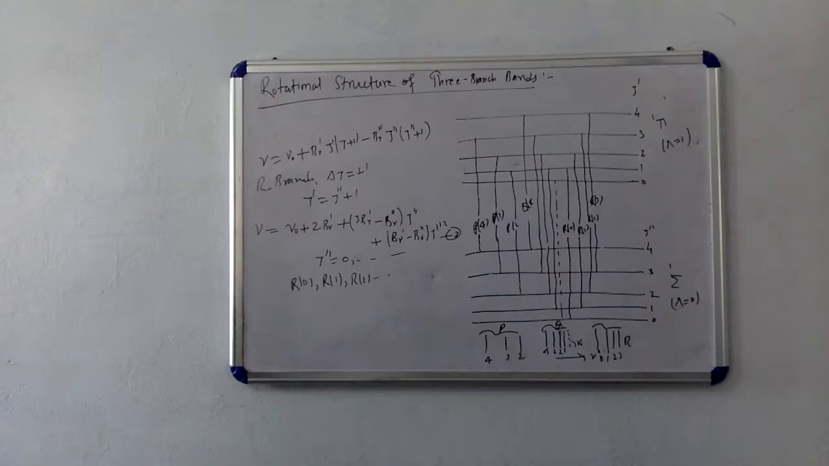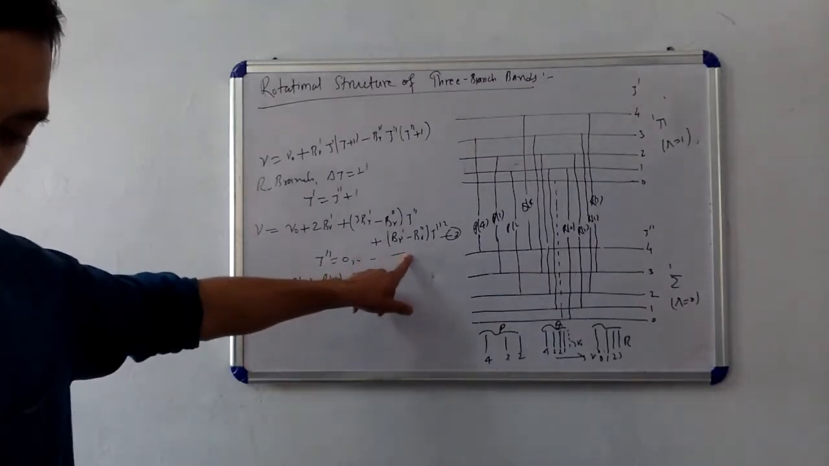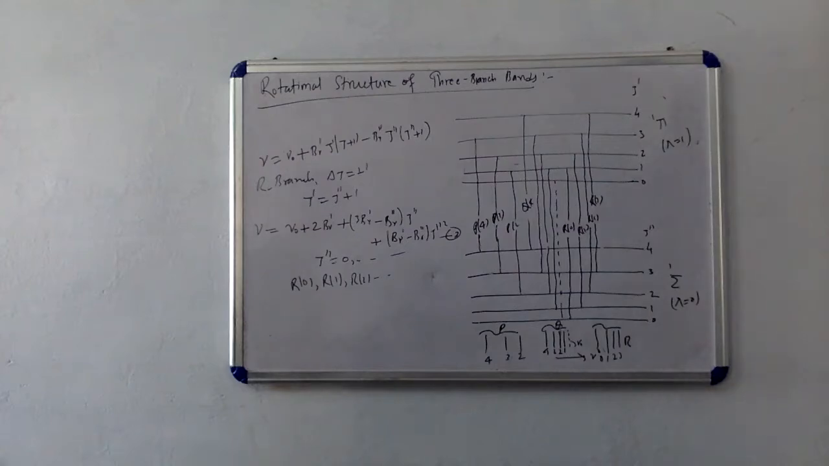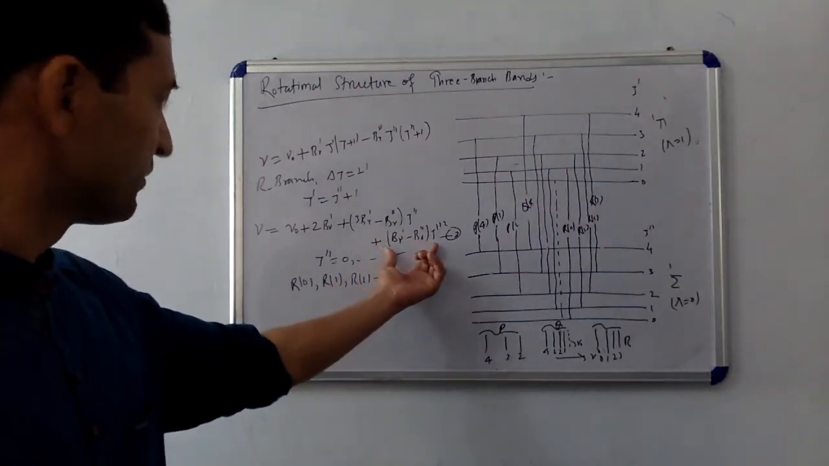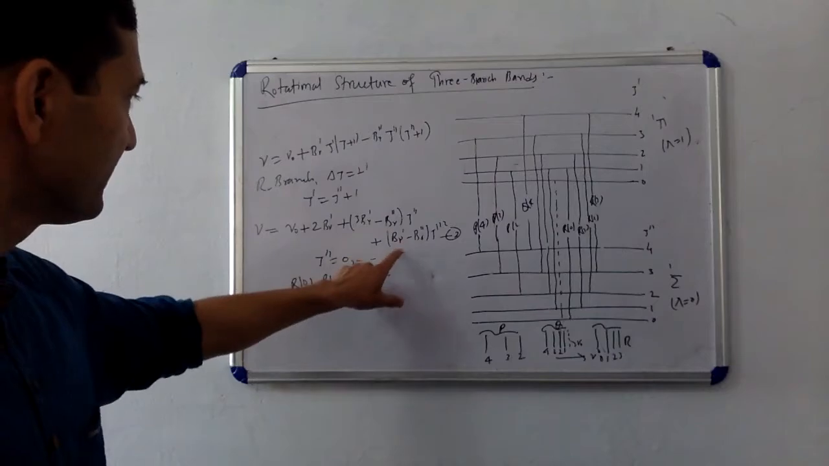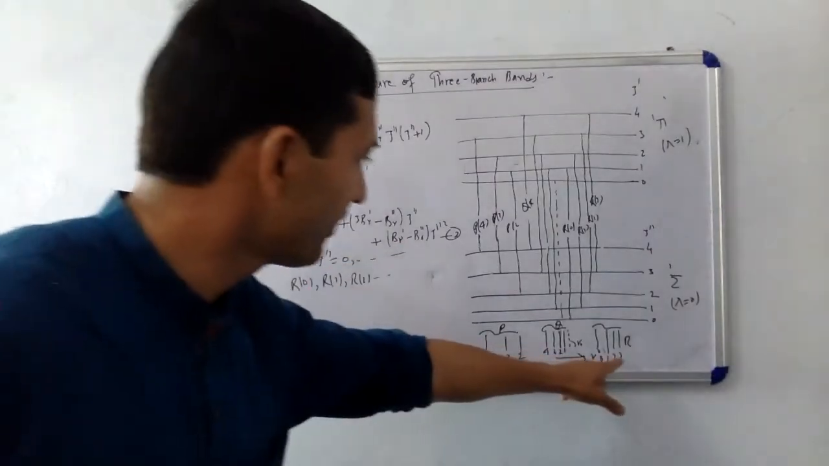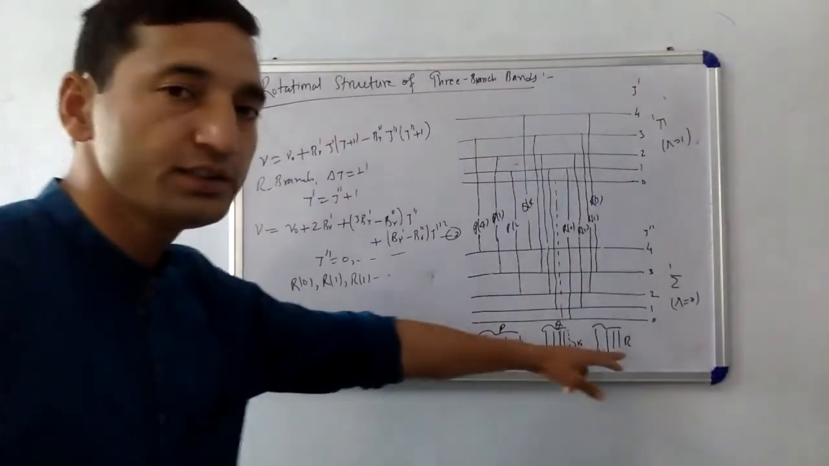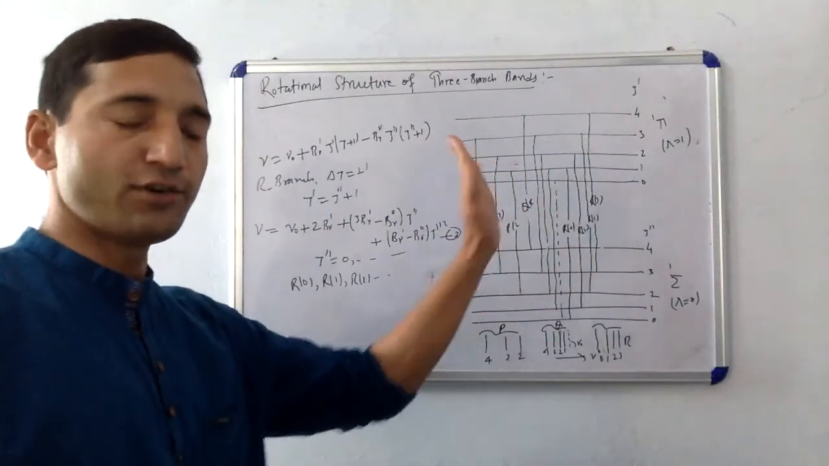If this quantity is negative, the spacing between the lines of the branch is decreasing. If this is positive, now it is a negative. If it is negative, then it is decreasing with increasing Z double prime, and the head is formed. Now we'll see how this head is formed.